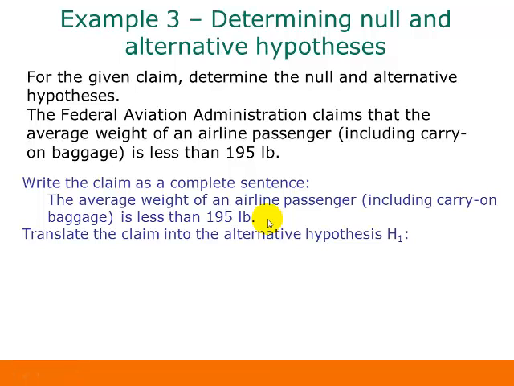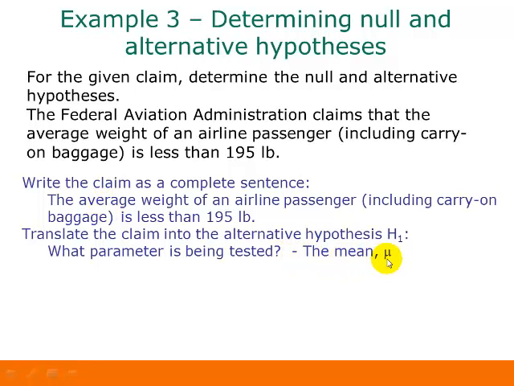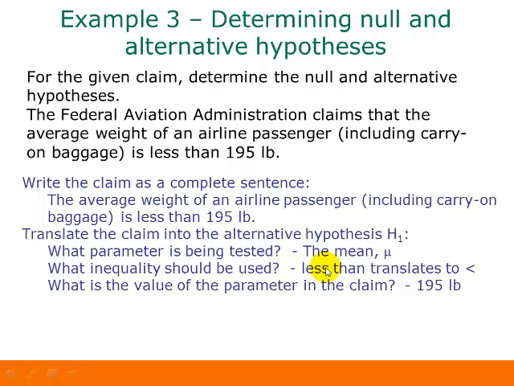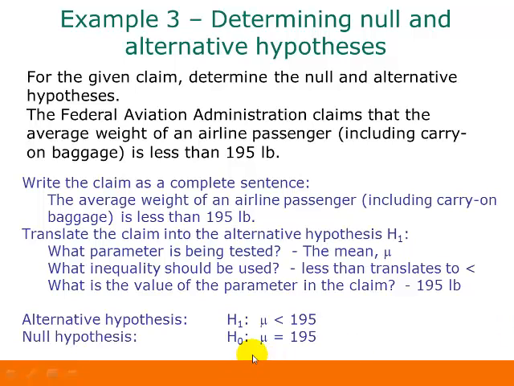Translate this into our alternative hypothesis. What parameter are we testing? Remember that average is another word for mean, so we're testing the mean, which is mu. What inequality should we use? Less than translates to less than, and the value of the parameter in the claim is 195 pounds. So our alternative hypothesis is that H1 is mu is less than 195. Or in other words, our mean is less than 195. Our null hypothesis is that the mean is equal to 195.